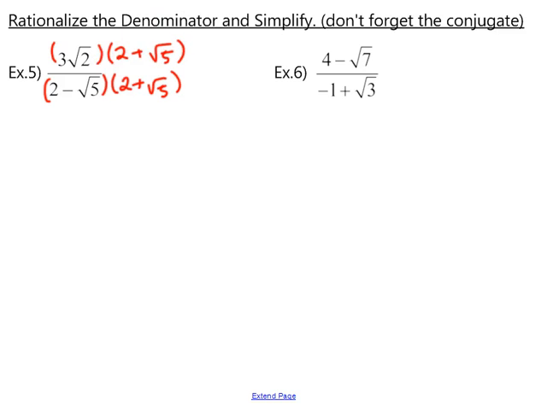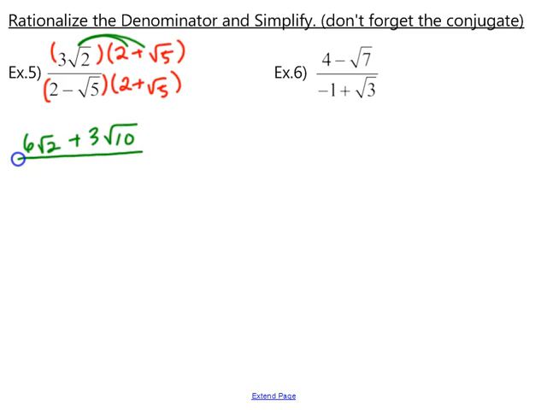So on the top, because this is one term, we're just going to end up distributing this 3 root 2 times 2. That gives us 6 root 2. And then 3 root 2 times a positive root 5. That gives us positive 3 root 10.